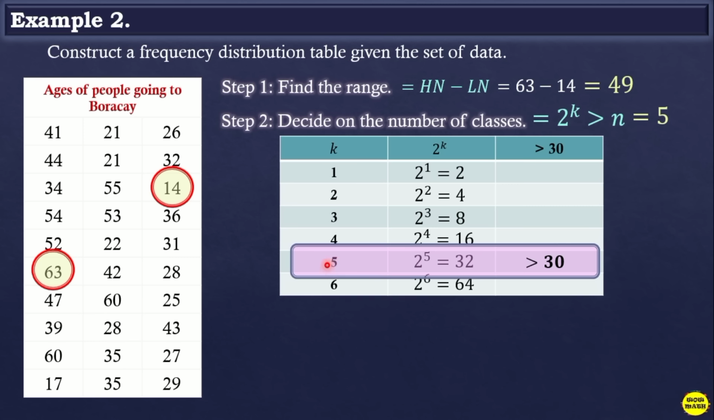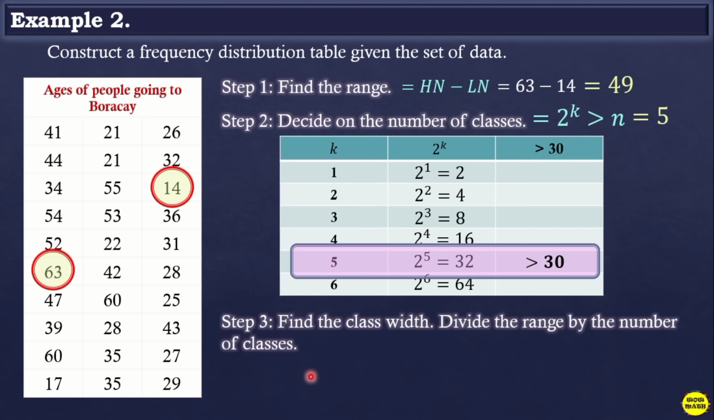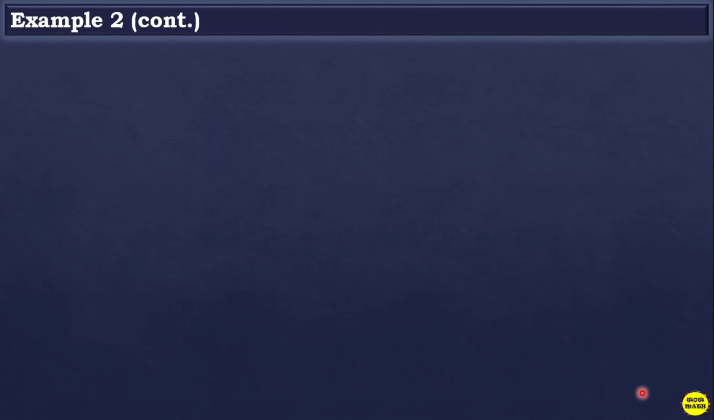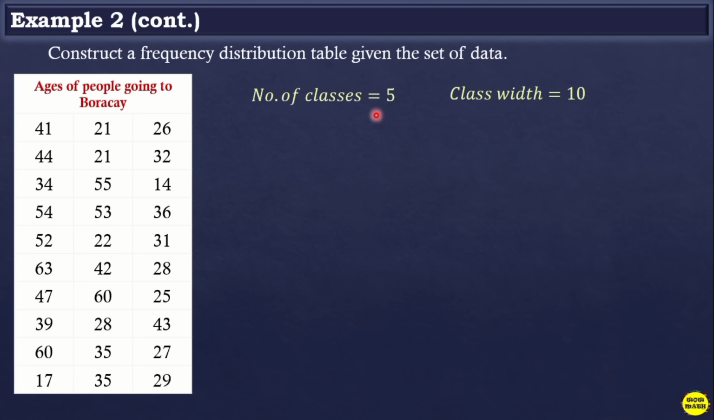Now, we can now find the class width by dividing the range dun sa ating number of classes. So, your range is 49 divided by 5, that is 9.8. Sabi ko nga, lagi po tayong round to the next whole number. So, this will become 10. Okay, round to the next whole number. So, yung number of classes natin na nakuha kanina is 5. Our class width is 10 kasi nag-round to the next whole number tayo, that is 10.